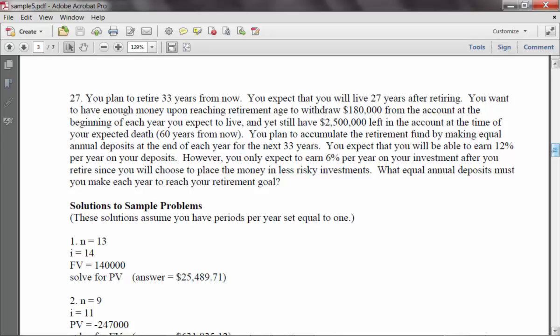You plan to accumulate the retirement fund by making equal annual deposits at the end of each year for the next 33 years. You expect that you will be able to earn 12% per year on your deposits up until you retire. But when you retire, you only expect to earn 6% per year on your investment, since you will place the money in less risky investments. What equal annual deposits must you make each year to reach your retirement goal? So in these 33 years that you're working, you're going to be making equal annual deposits into your retirement account. How much do you put in there if you want this to reach this goal?